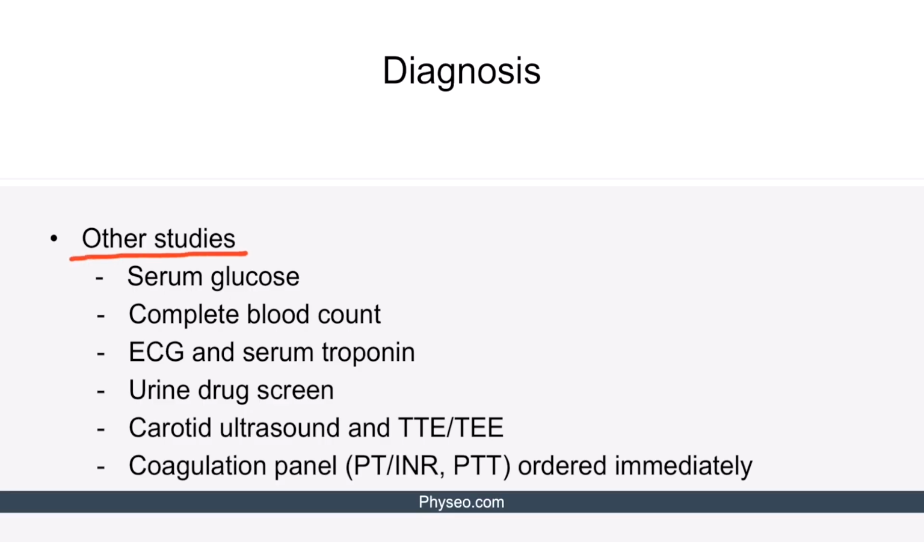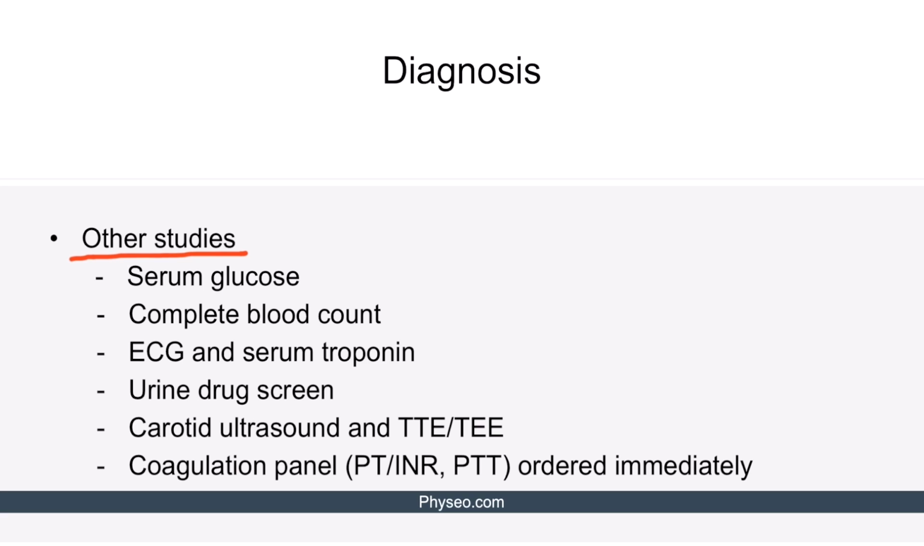Other studies that could be performed in a patient with a suspected ischemic stroke include serum glucose and complete blood count. Additionally, electrocardiogram and serum troponin levels should be checked to rule out myocardial ischemia or an arrhythmia like atrial fibrillation predisposing to stroke. Urine drug screen can be performed to rule out drug intoxication. Stimulants, such as cocaine, can cause cerebral vasoconstriction, predisposing the patient to ischemic stroke. Carotid ultrasound is performed to check for carotid artery atherosclerosis, a possible source of atheroembolus.